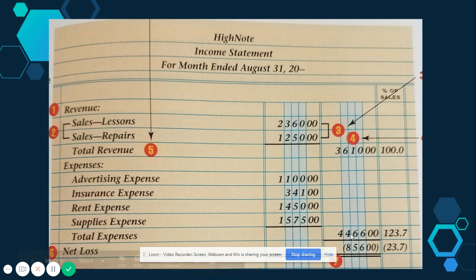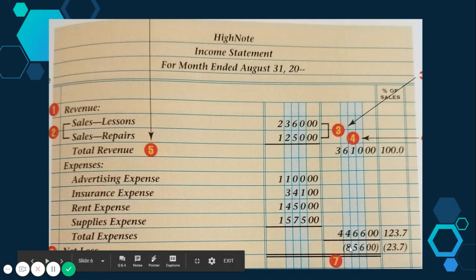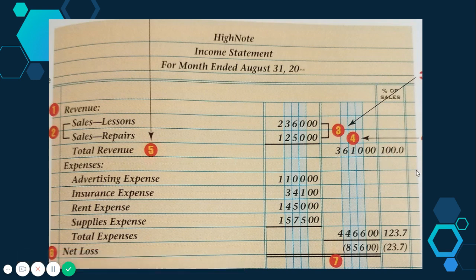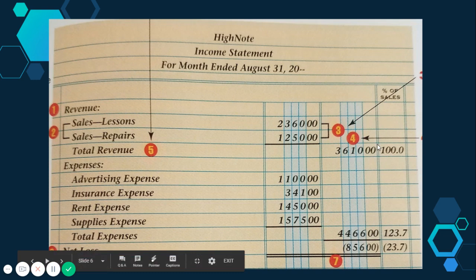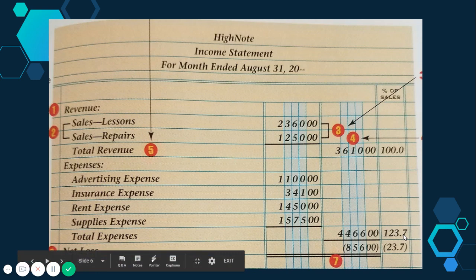So in this case, our total expense is greater than our revenue. So then we have a net loss, and the parentheses around it indicate that it is a negative or a net loss. So then percent of sales, this will always be 100%. Since the expenses are greater than our total revenue, this will be greater than 100%. And the difference between these would be the 23.7 in parentheses.